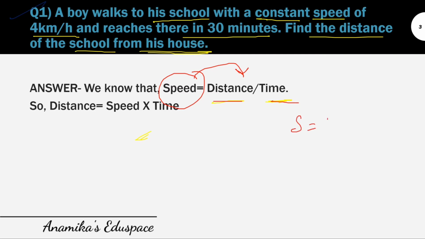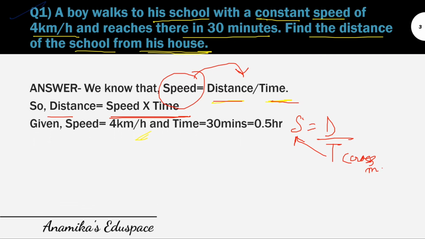Next, so we can write like this. If speed equals distance by time, then time will be multiplied with speed, and we can write distance equals speed into time. Now this one is a cross multiplication method. Clear? Next, given speed, what is given? It is given 4 km per hour, and the time is 30 minutes, that is 0.5 hour.